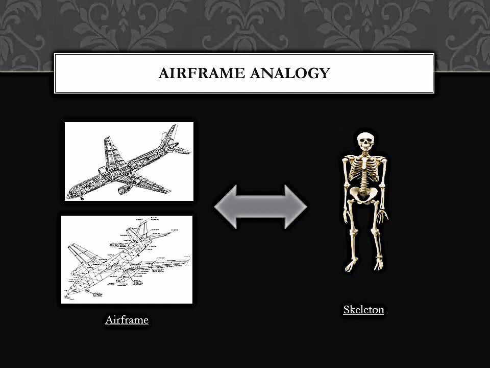The skeleton comprises bones and joints. In a similar way, for an aircraft, the airframe forms the skeleton, and it has a lot of joints and structures that keep the aircraft intact. So, can I say the airframe is equivalent to the skeleton? Yes.